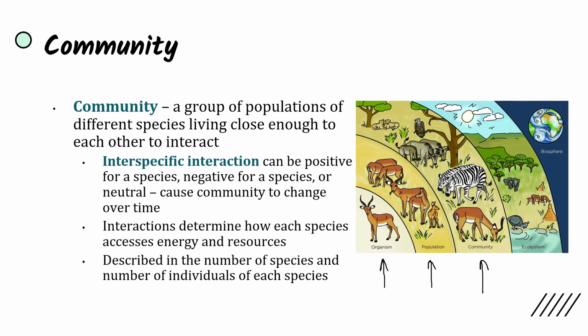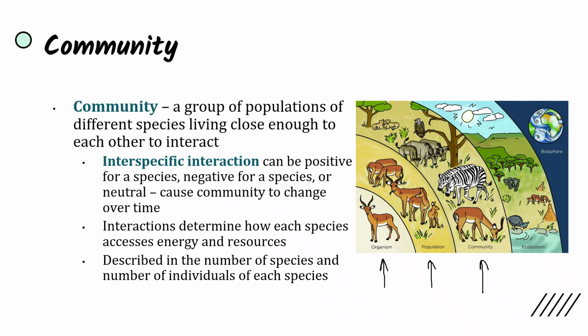And so we see interspecific interactions between different species that can be positive, negative, or neutral for a species, and they will cause the community to change over time. And we'll be looking at all these interactions later on in the video. And interactions will determine how each species accesses energy and resources because each species has its own needs, and so living together and finding a way to coexist is definitely going to be a part of community interactions. And the communities are often described in the number of species that are within the community, but also the number of individuals of each species.